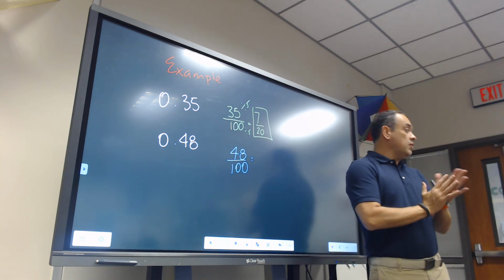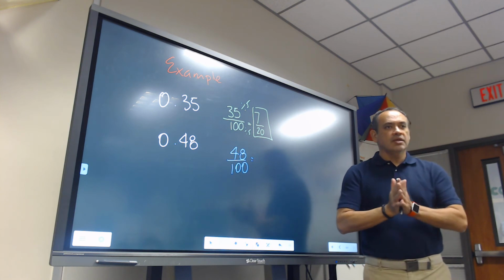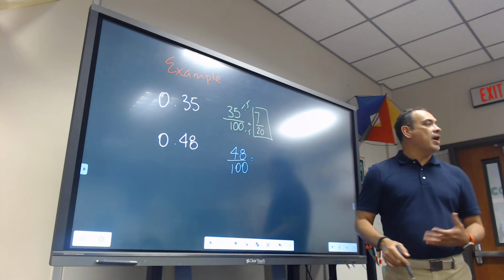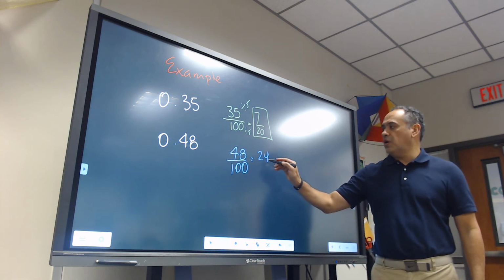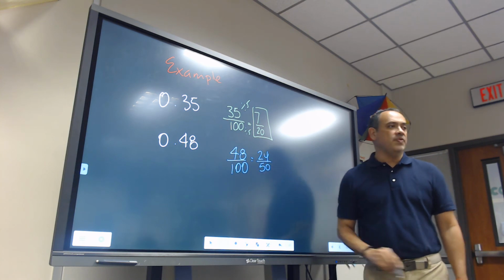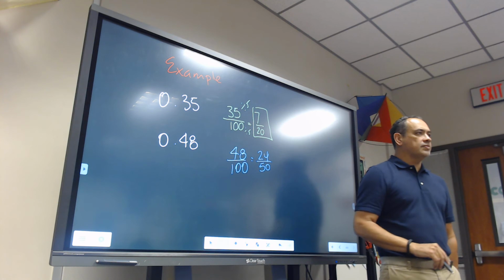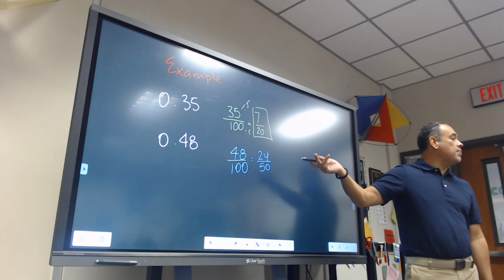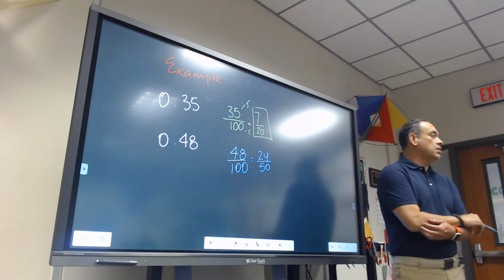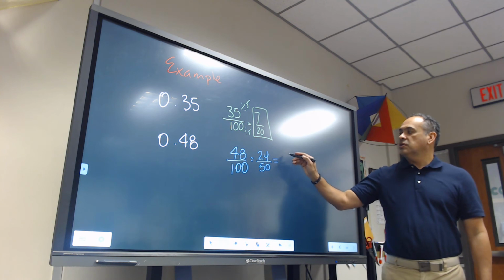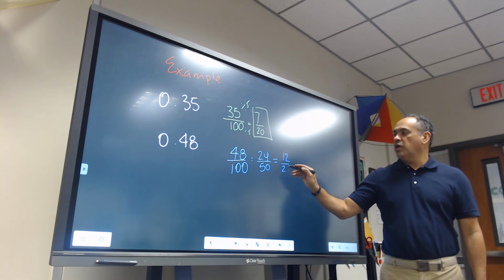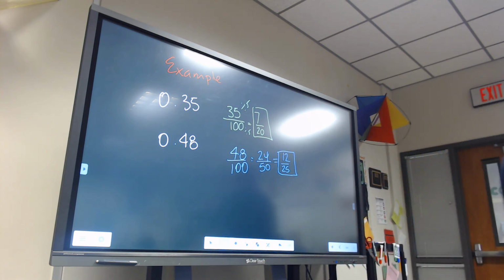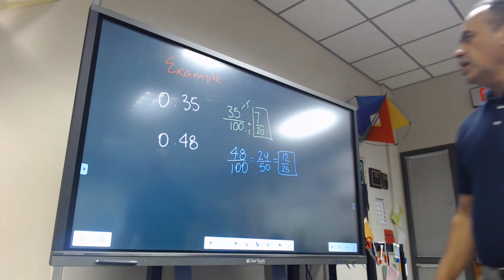48 and 100 can be divided by 2. That's a safe bet. Or 8? 100 cannot be divided by 8. So we're going to divide them by 2, and I get 24 and 50. Am I done? No, because 24 can be divided by 2, and 50 can be divided by 2. So 12 over 25, and we're done. Let's do another easy one.